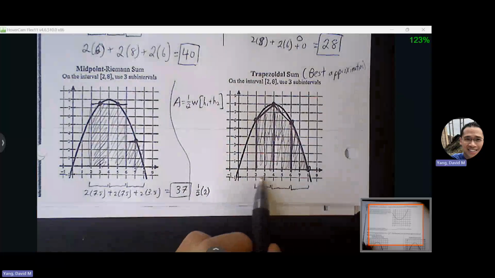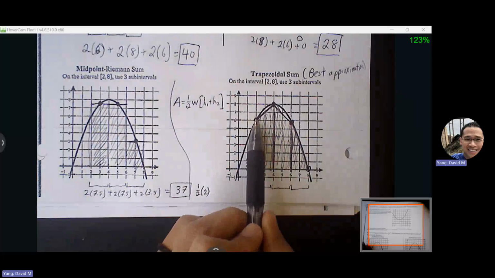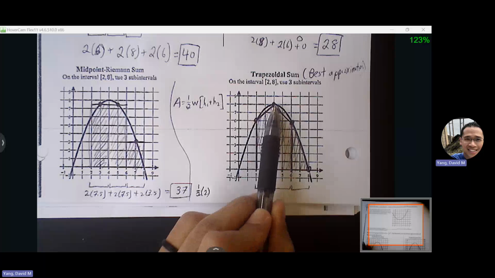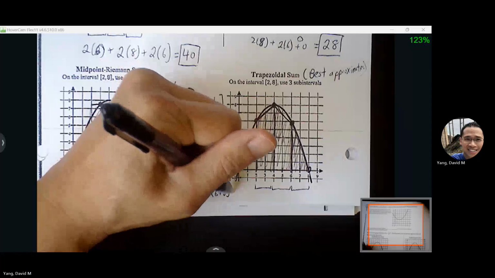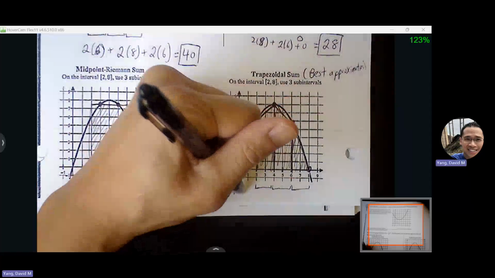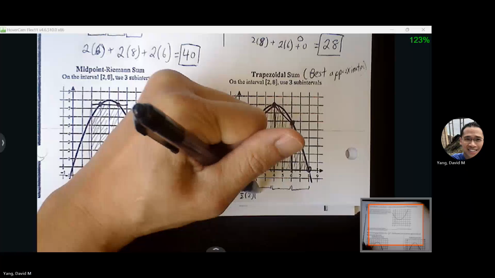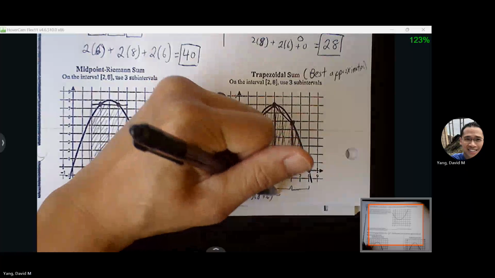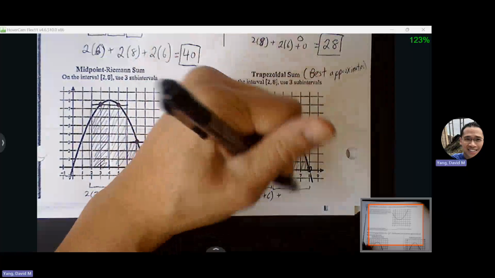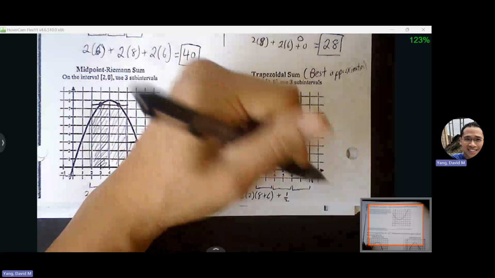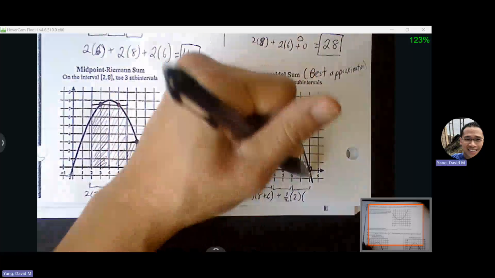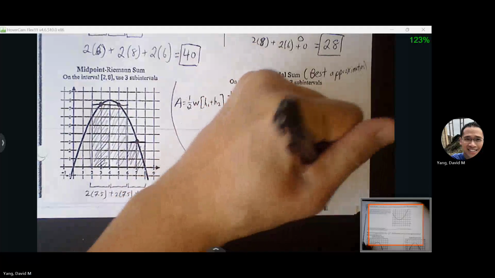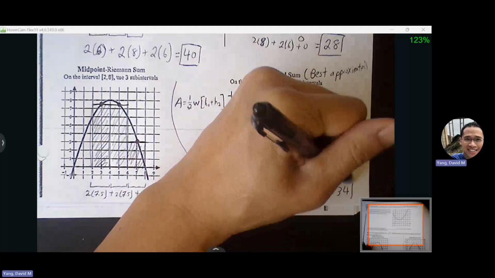So for my first trapezoid, the width is 2. The height of my left endpoint is 6. The height of my right endpoint is 8. So 1/2 times 2 times 6 plus 8. Second trapezoid, 1/2 times 2, 8 plus 6. And the last trapezoid, or it's a triangle, but it's going to work even with the trapezoid formula. So 1/2 times 2, and then 6 plus 0. And that's going to end up giving us an area of 34.